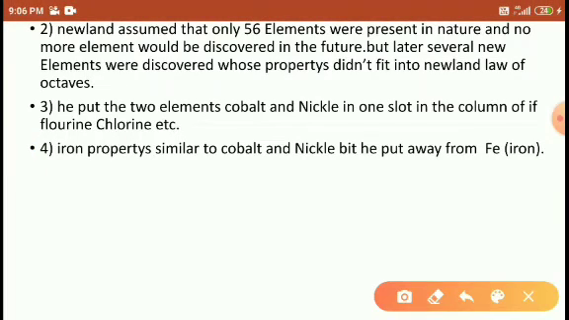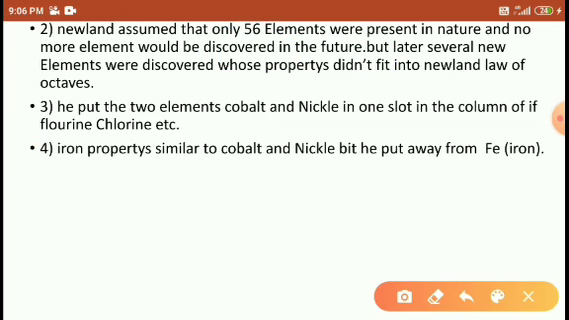Second, at the time 56 elements were known, and Newlands explained that only 56 elements are present in the universe, not more than 56. But as different scientists kept discovering different elements, this theory was going to fail again.